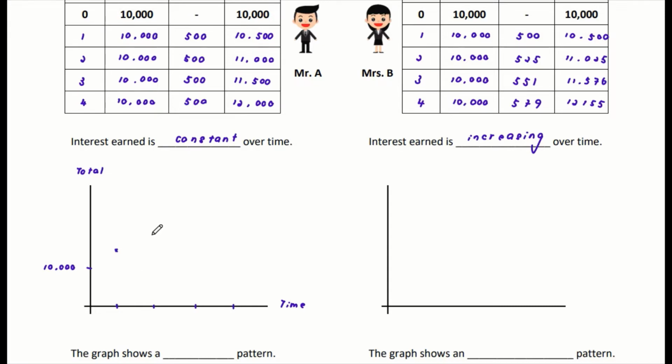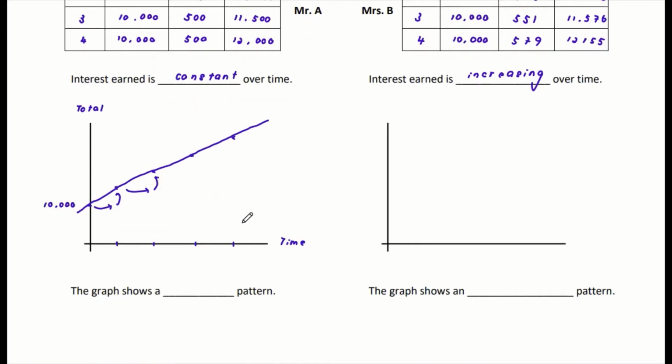So 11,000, 11,500, then after that 12,000. So you can see all the increments are constant, because for every year, you increase by 500, every year increase 500, and so on. So this graph for simple interest will give you a linear pattern.